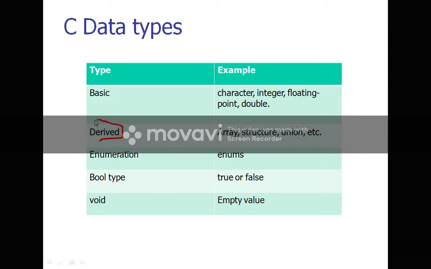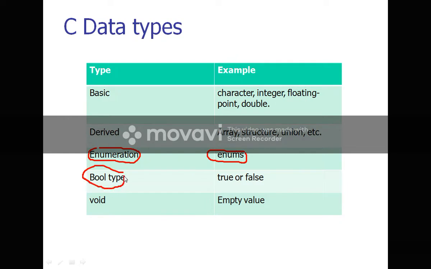Next, derived data types, which are array, structure and union, which we are going to study in the next chapters. Just remember, array, structure and union, these are the derived data types. Derived are nothing but the user defined or user derived data types, which are derived from the basic data types. Next one, enumeration data type or enumerated.